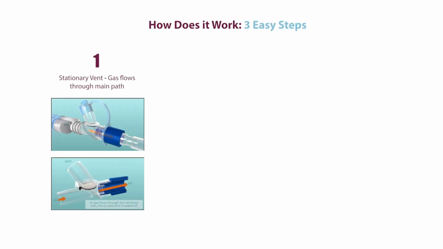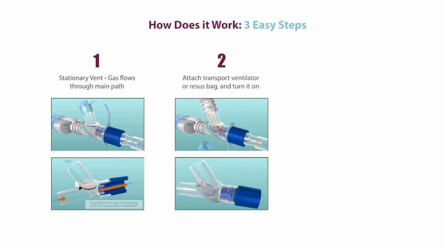The use of Flusso is done in 3 simple steps. Number 1. As gas flows through the ventilator port to the patient, hold the Flusso device in your hand. Number 2. Uncap the bypass port. Attach and activate the transportation system. For example, squeeze your resuscitation bag with PEEP valve or turn on your transport vent.